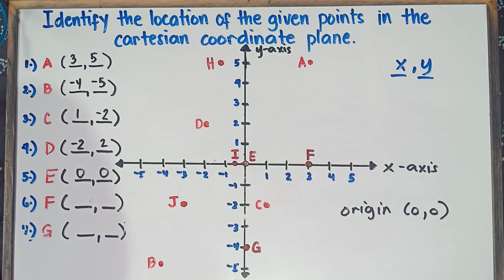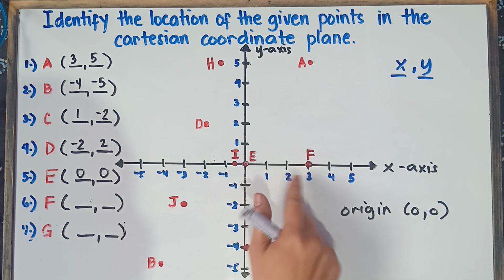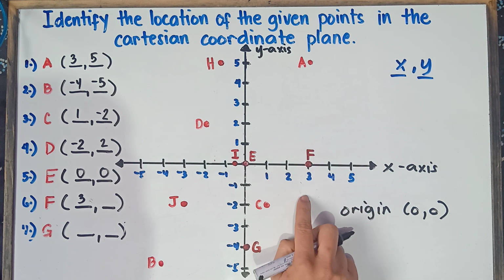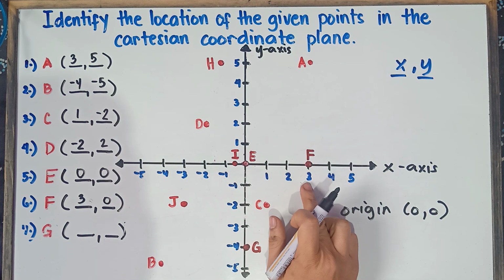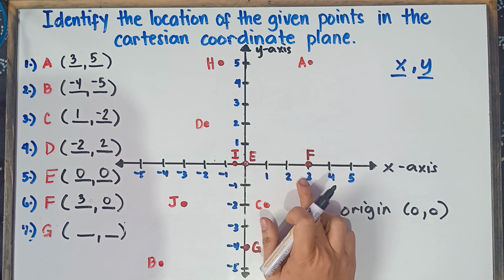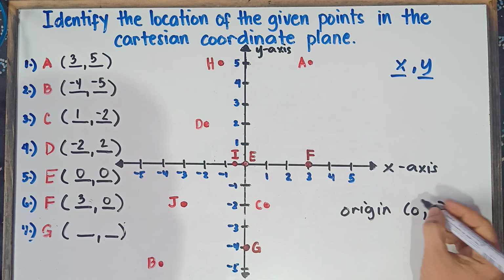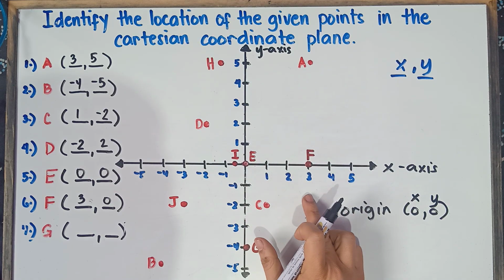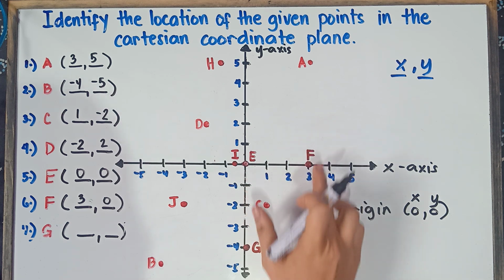Alright, and then for number 6, we have point F. Point F, this one right here, our x would be positive 3. And then our y, we didn't move up or downward, so therefore our y is 0. Once again, class, x is positive 3, and the value of y is only 0 because we didn't move up or down. For the origin, our x is 0 and our y is 0, but here our x is 3. So x is 3 and then y is 0.